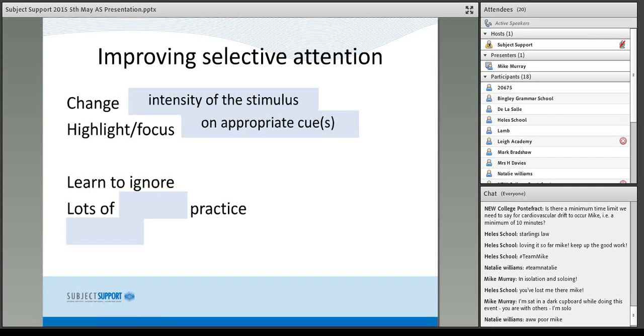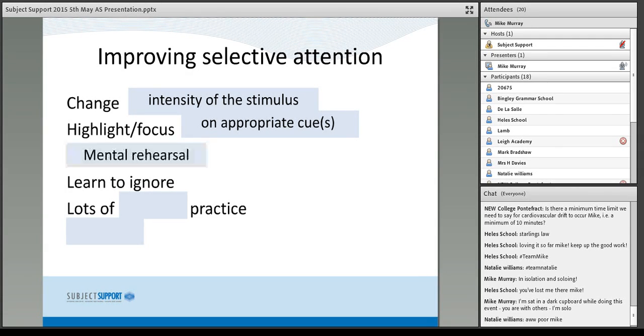And if you can make it stand out, you will remember it. If you make it stand out, you will improve your selective attention. If you make it stand out, it will improve your response time because you're spotting the stimuli nice and early. So that's common across all 3 of those responses.